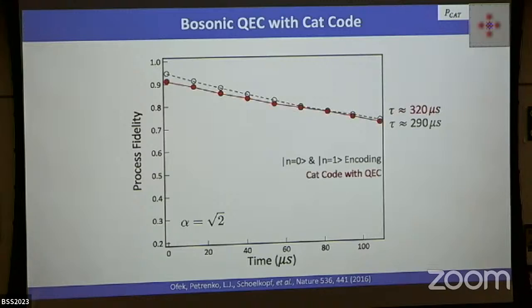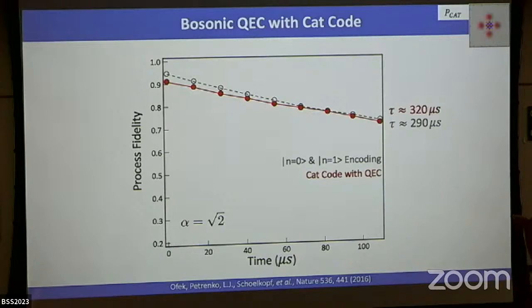Now if you do error correction with a cat code, even though the starting point is a bit lower, because the code encoding and decoding introduce some errors, the effective lifetime is slightly better, a little bit over 300 microseconds. How do you estimate the lifetime from this sort of data? Well, you try to fit it with an exponential decay curve.